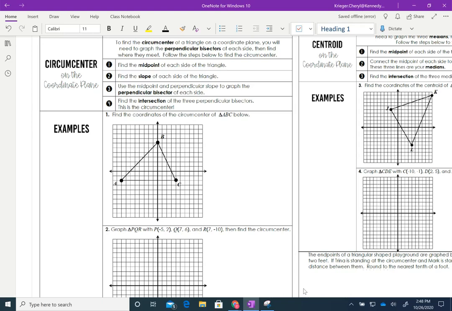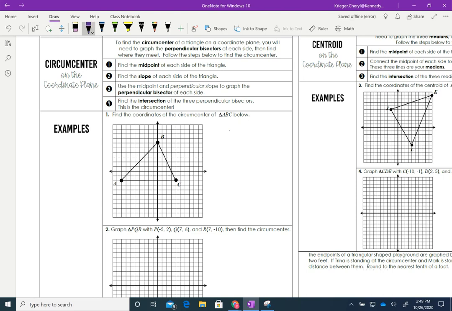Hey everyone, today our homework lesson is about circumcenter, centroid, and orthocenter on the coordinate plane, and how to find all of these things. So we are going to find the circumcenter of a triangle on a coordinate plane. You'll need your graph paper or the notes, okay? So let's do number one.